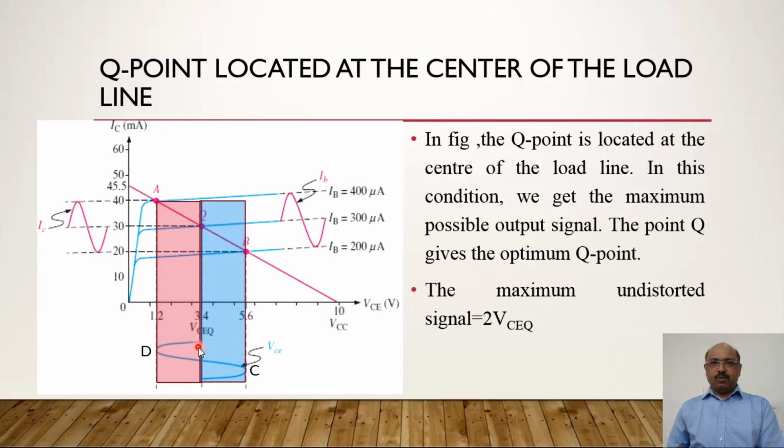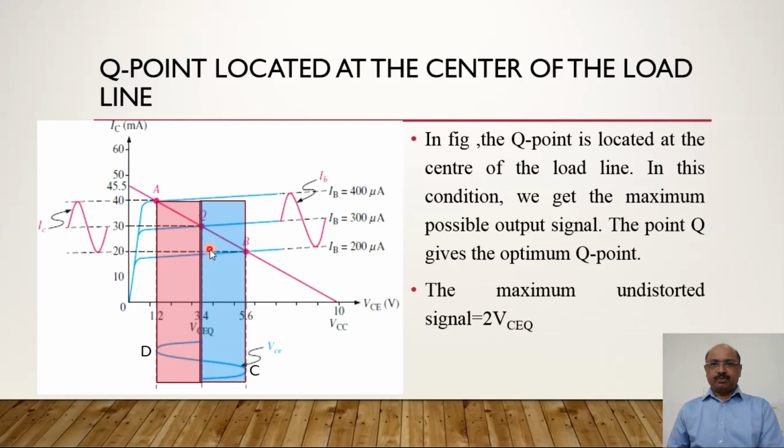Now the Q point gives the optimum position or location so that you will get a maximum undistorted output. So the maximum undistorted signal is equal to twice VCEQ. It means that for the purpose of faithful amplification or maximum undistorted output, we need to locate the operating point at the center of the DC load line.